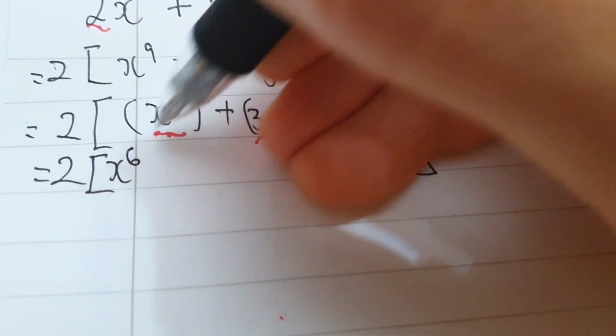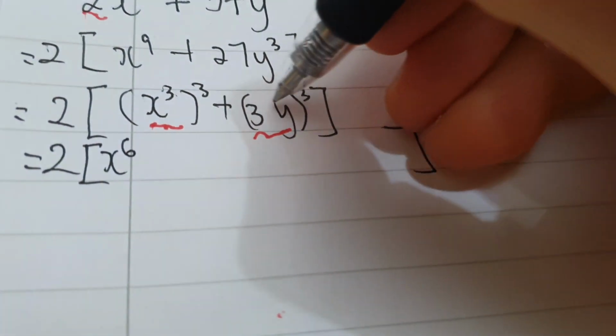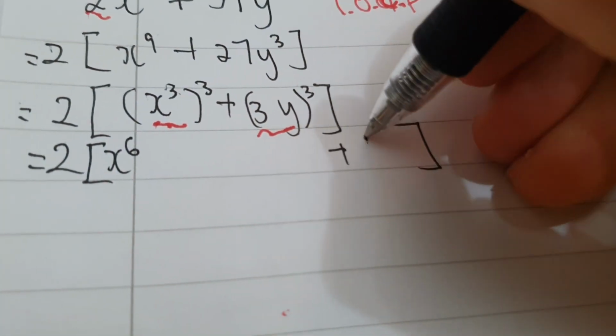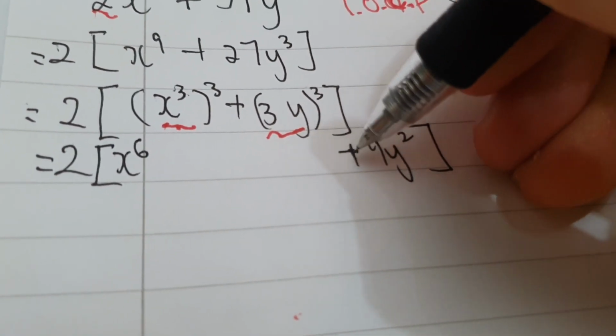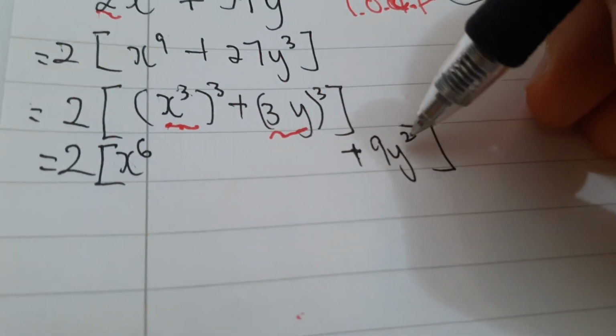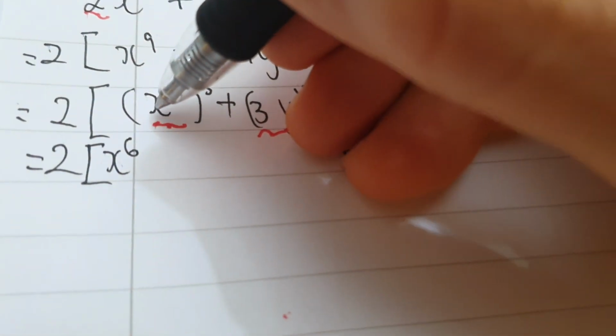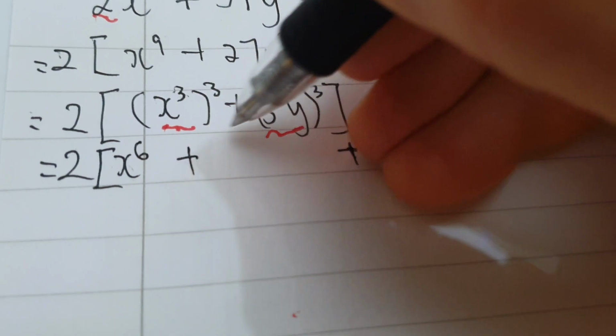Square this a, you get power times 2. Then square this, you get plus 9. Square this, you get y squared. Always settle the highest power and the lowest power. Then the middle, remember, it's just this times this. There is no times 2.